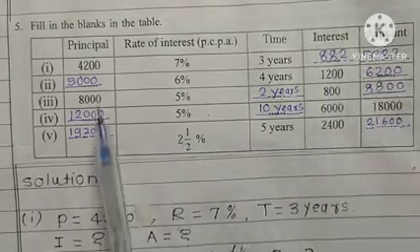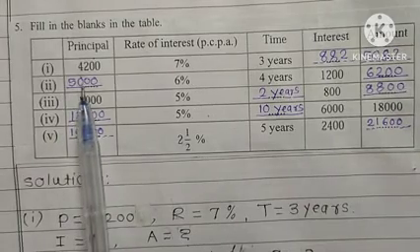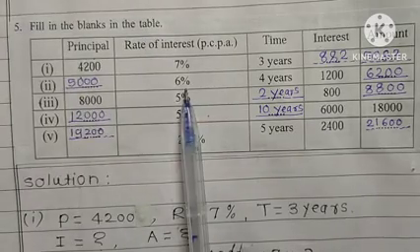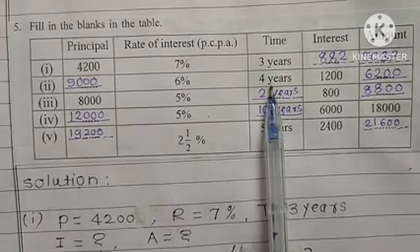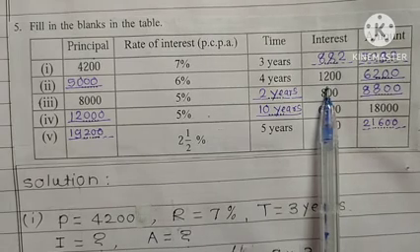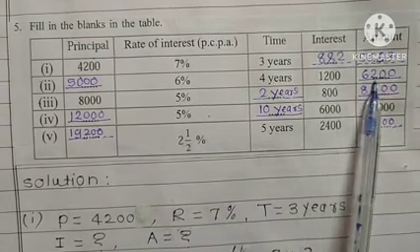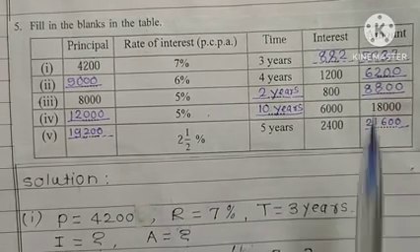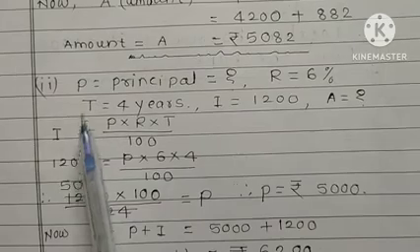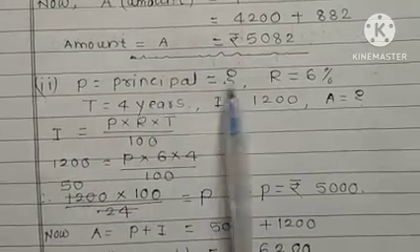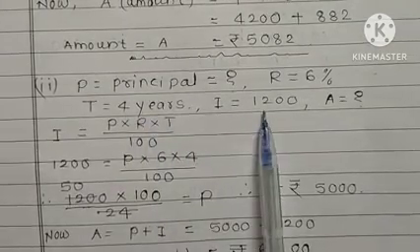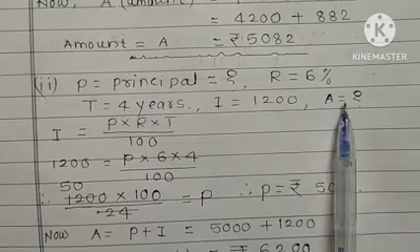Okay. Now second example. Here P, that is principal, is not given. We have to calculate. R is 6. Time is 4. Interest I is 1200. We have to find amount also. Okay. So example 2. P principal we don't know. R 6. T 4. I 1200. A we don't know. Okay.